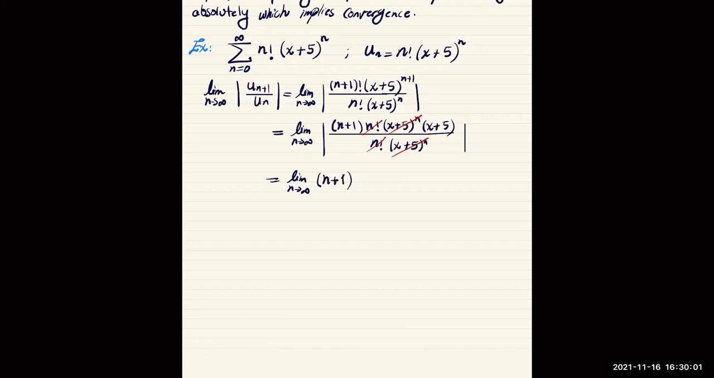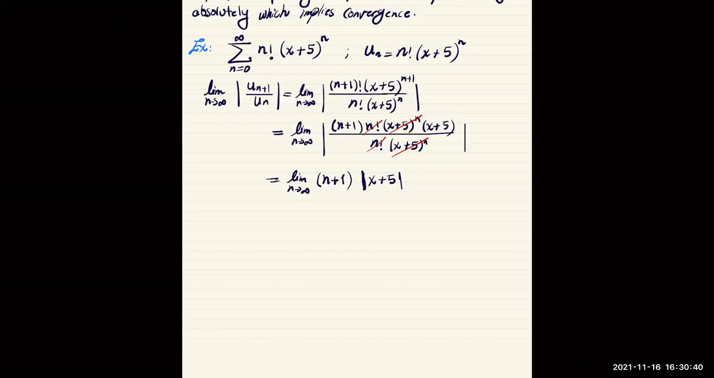But since x is the variable, x could be anything. x could be, say, negative 10, negative 100, or 10, 100, a million, negative million. Then the sign of x plus 5 could be positive or negative. We don't know the sign of x plus 5. Therefore, you must keep that in absolute value. And again, the condition for convergence is that this has to be less than 1.